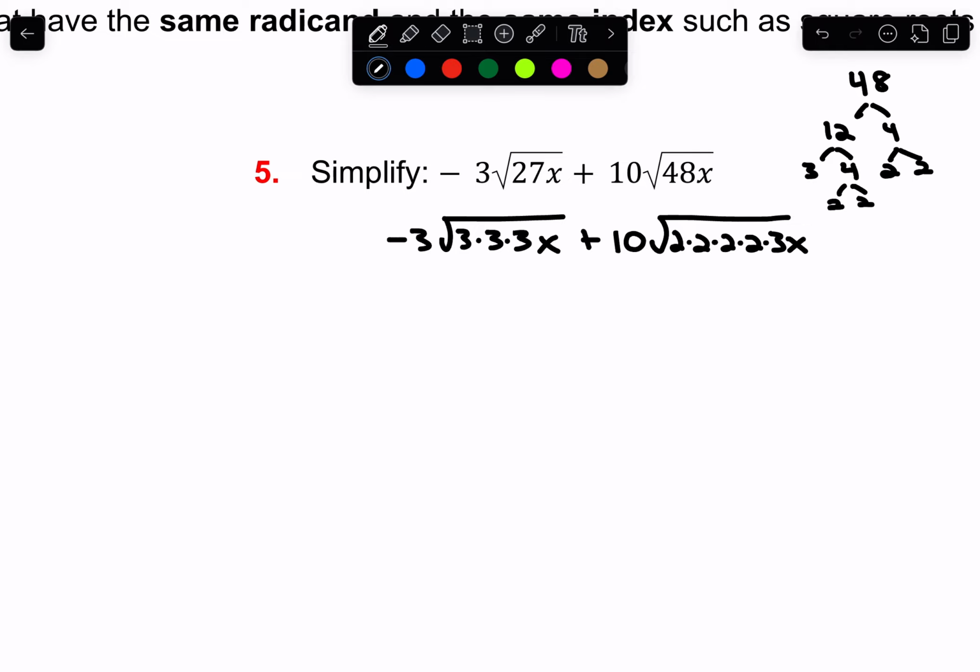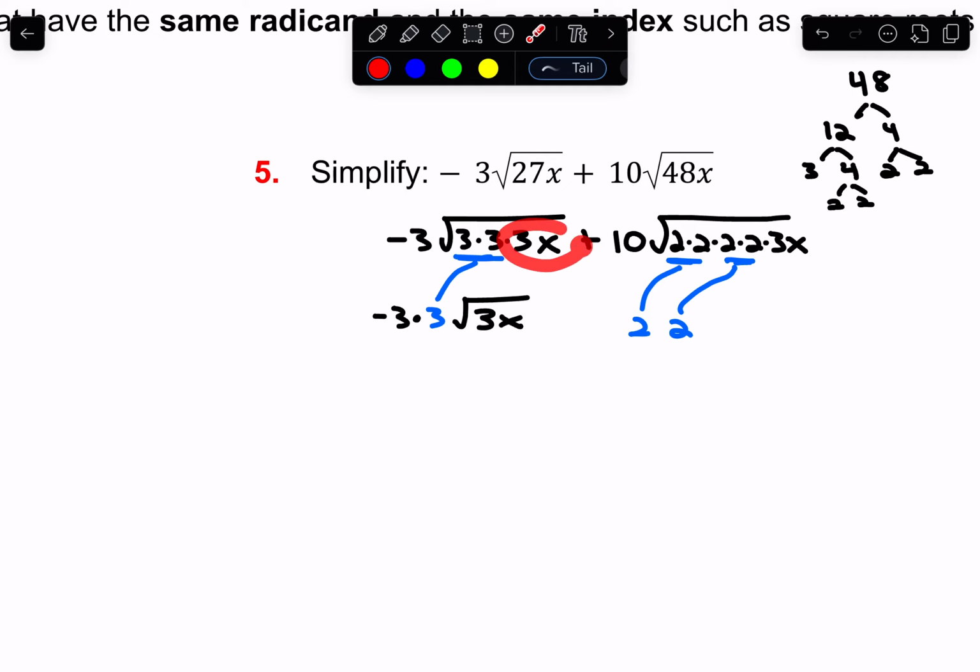All right, so now let's look for groups. Okay, I have a pair of 3's right here where I need 2 3's to become 1 3 on the outside. I have one set of 2's that'll become a 2 on the outside, and another set of 2's that'll become 2 on the outside. The negative 3 is still in front of this first radical, and I multiply it by the new 3 that comes out, and I have square root 3x left behind because this 3 and this x stayed on the inside. Then I have plus 10 times 2 times 2, and another square root 3x left behind because again this 3x did not get used, they had no pairs.